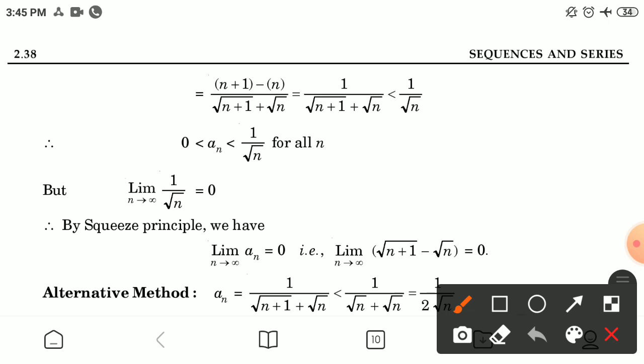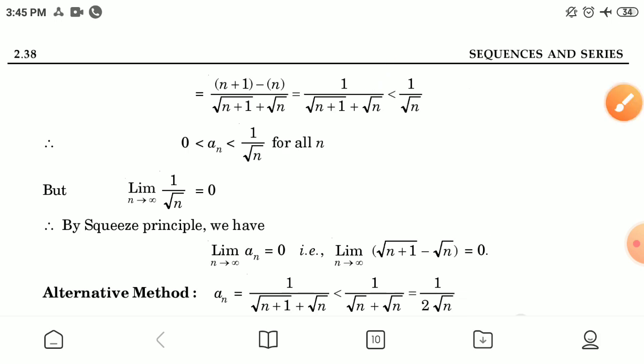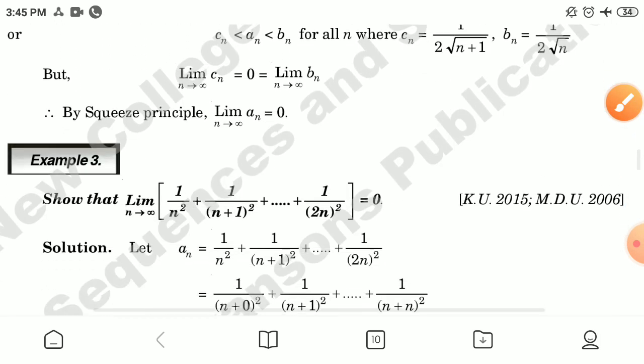the value is 1 by square root of n plus 1 plus square root of n, which is less than 1 by square root of n, as if we decrease the denominator, then the total value increases. Therefore an is between 0 and 1 by square root of n for all n, but the limiting value of this is 0. By squeeze principle, the limiting value of this is 0.